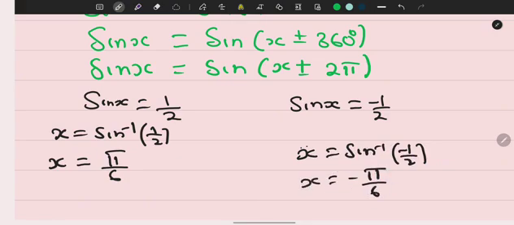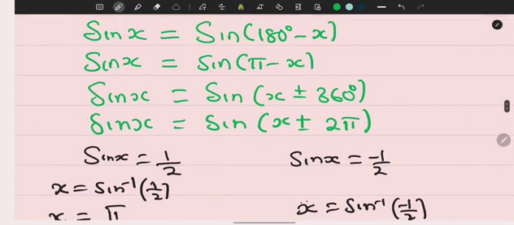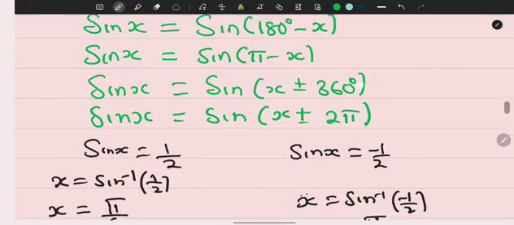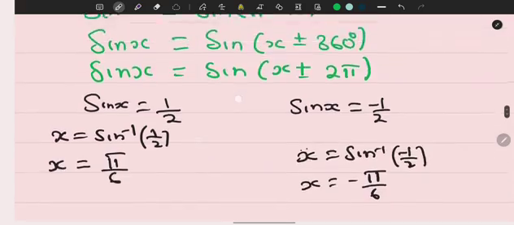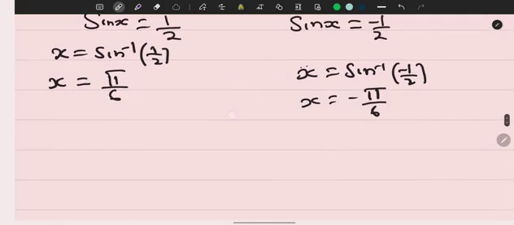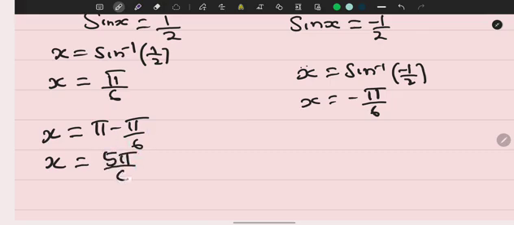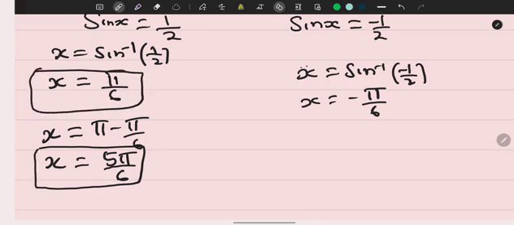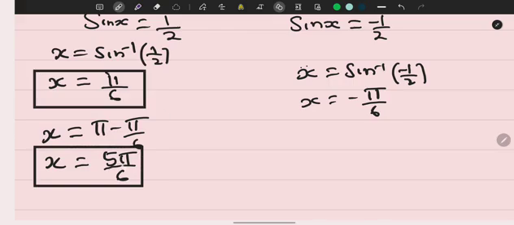Minus pi over 6. Now let's apply the first property for the two answers we obtained. The first property is sine x equals sine (pi minus x), where the value of x that we obtained is pi over 6. So x must give us the same result as pi minus pi over 6. And this will give us 6 pi minus pi, that's 5 pi over 6. So these are the values of x that we obtain using the first property.